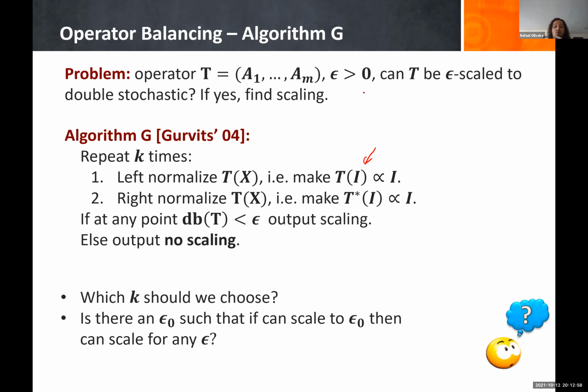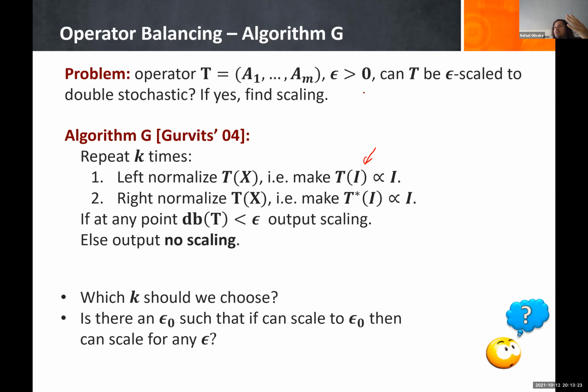Okay, so then the questions are the same that we had for matrix scaling, right? That Ankit answers is, well, which case should we choose here? For how long should we run this algorithm? As the first question. And again, we had that third question that was still not addressed that we're going to talk a little bit about today, which is: is there an epsilon naught such that if I can scale to epsilon naught, then I can scale for any epsilon, right?